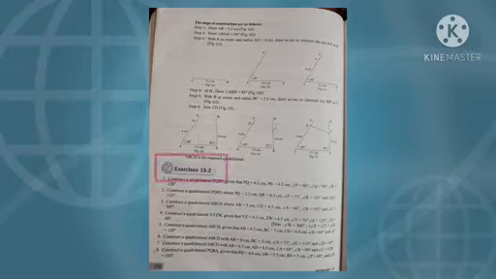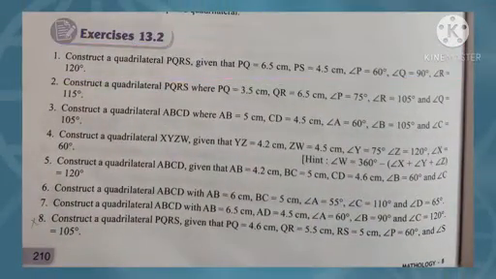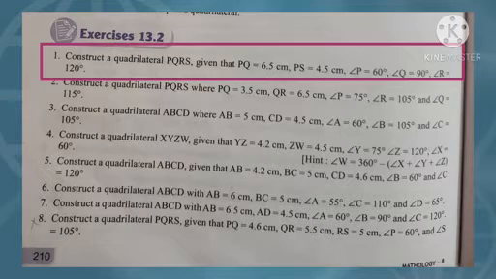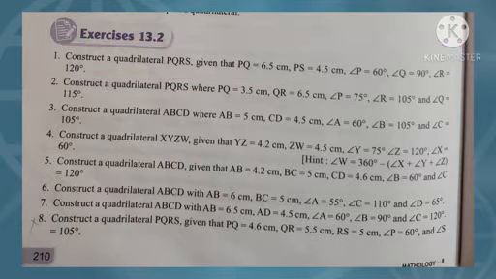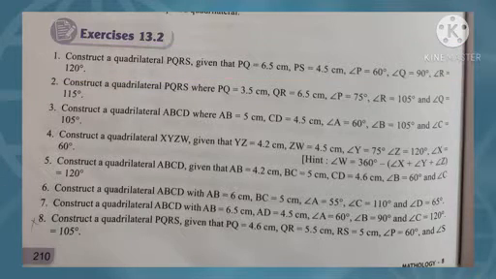In exercise 13.2, question 1 is: construct a quadrilateral PQRS given that PQ is equal to 6.5 cm, PS is equal to 4.5 cm, angle P is equal to 60 degrees, angle Q is equal to 90 degrees, angle R is equal to 120 degrees.